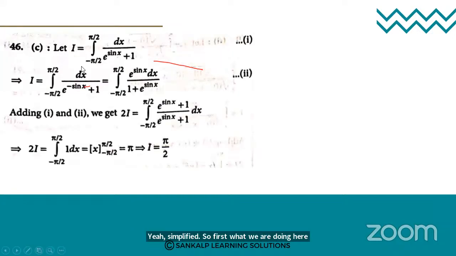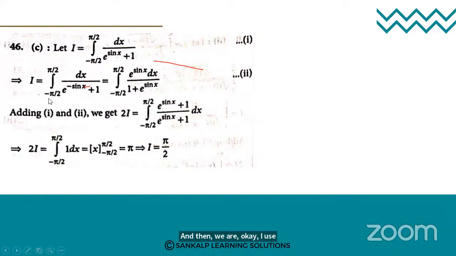Whatever the definite integral properties are there, by making use of them, we can simplify it. So first, we consider the given integral as I. So I is equal to the integral of dx upon e raised to sin x plus 1.